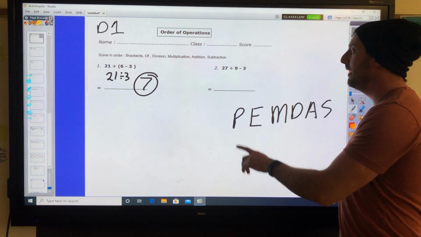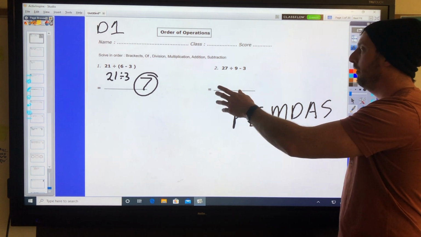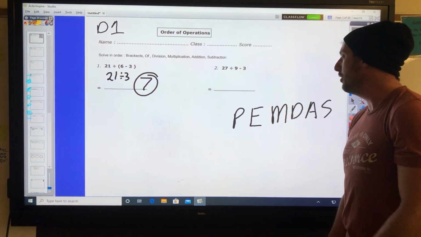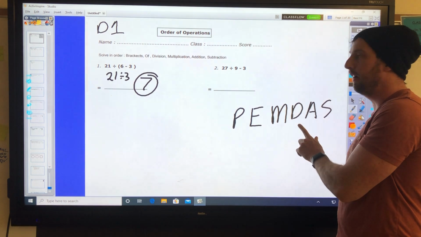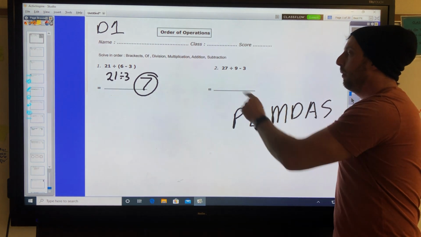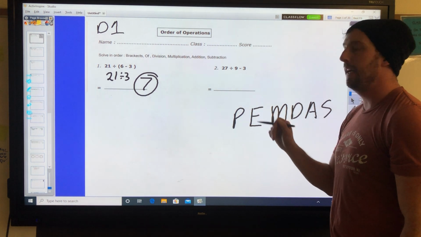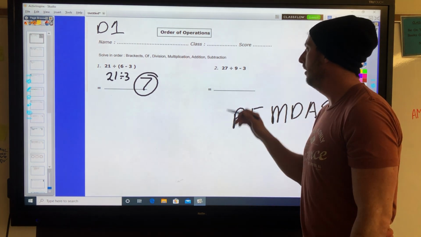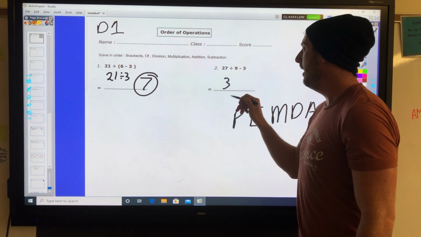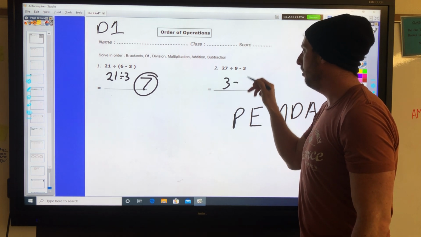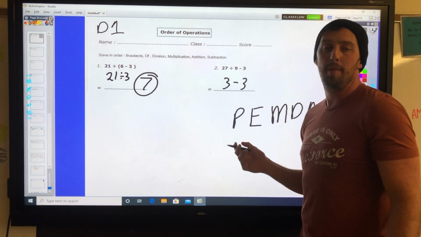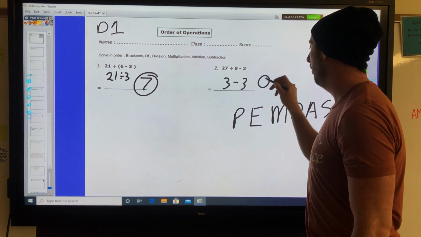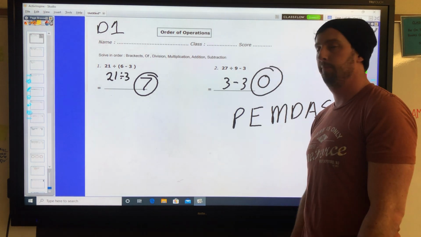Moving over here, I see no parentheses for example number 2. I don't see any exponents. I don't see any multiplication. I do see division, so I have to take care of that division first. I see 27 divided by 9, which is 3. Then I bring down my minus symbol and my 3. What's 3 minus 3? It's 0. My answer is 0.